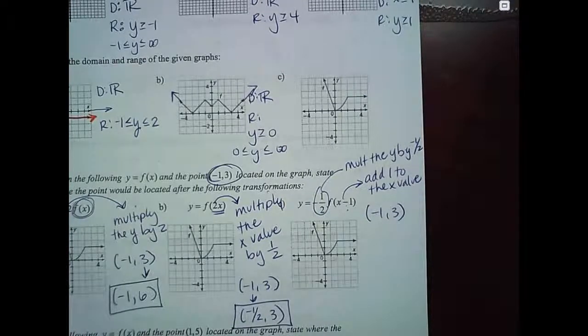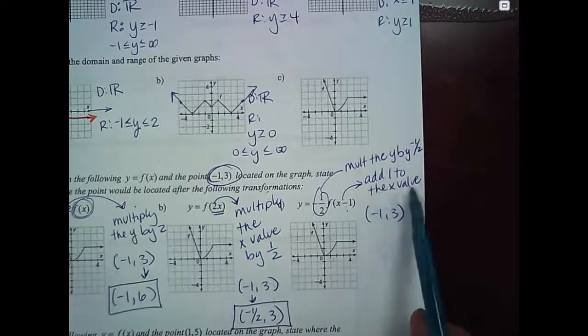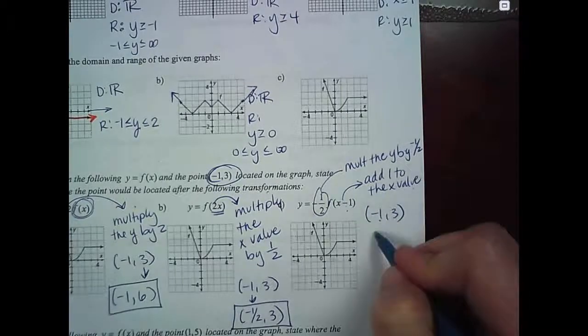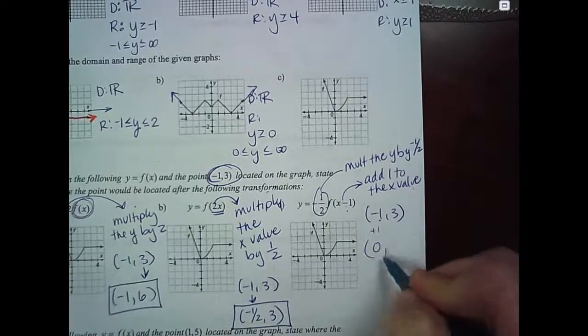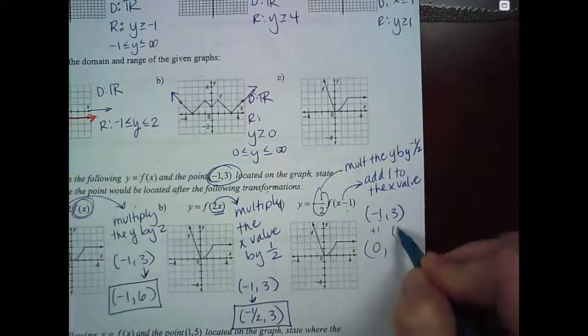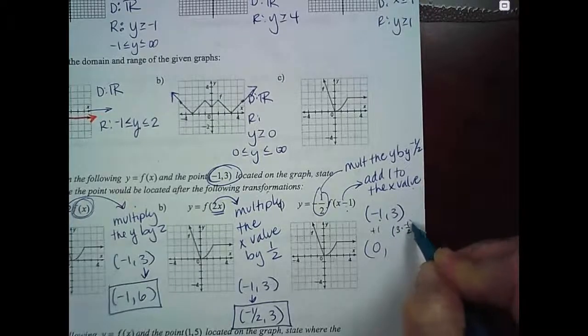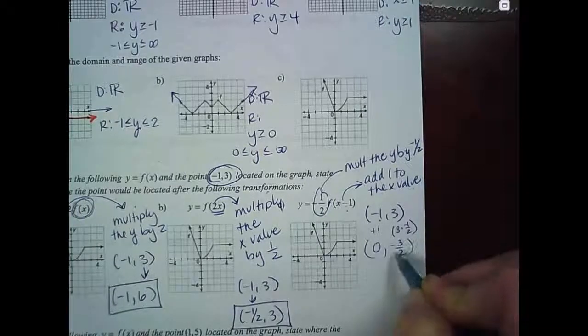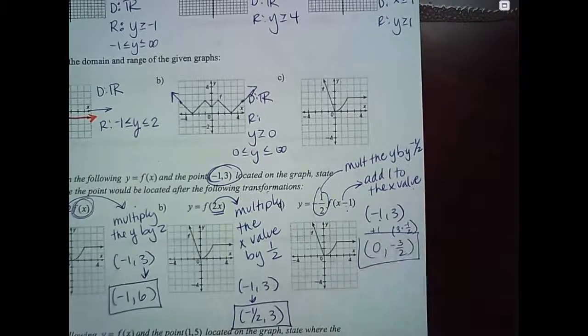So let's do what we said. Add 1 to the x value. So negative 1 plus 1 is 0. And then multiply the y value by negative 1/2. So 3 times negative 1/2 is negative 3/2. Let's go to the next one.